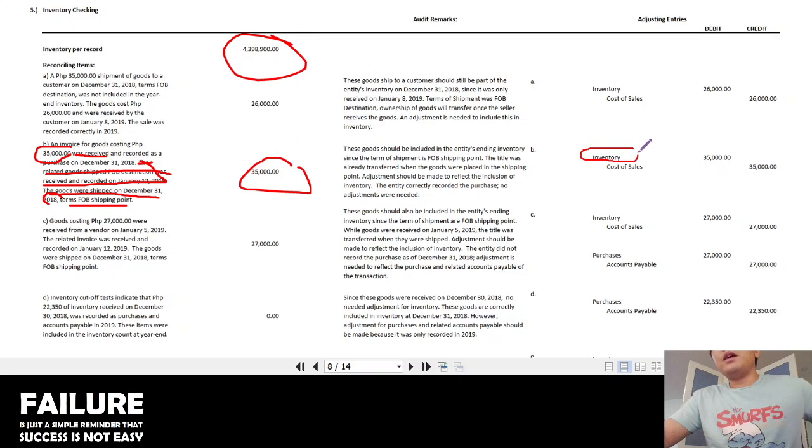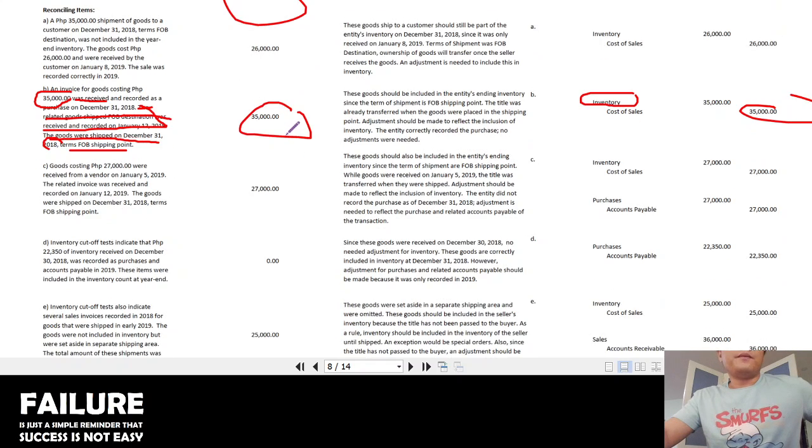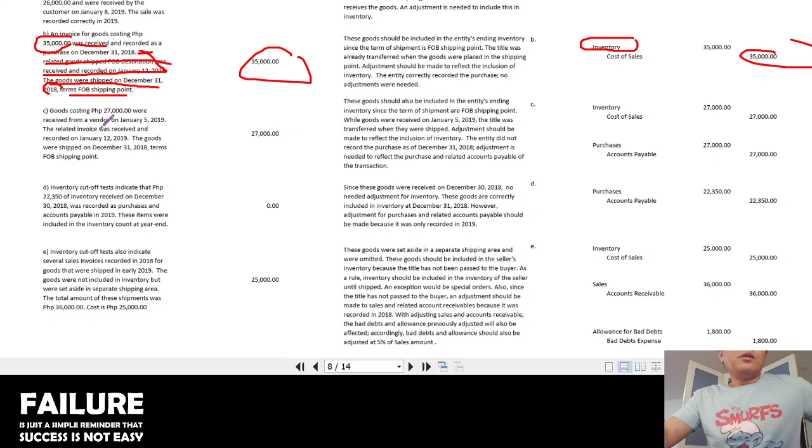The entry to recognize the addition is debit inventory, credit cost of sale. Okay? Debit inventory, credit cost of sale. Next. Goods costing 27,000 were received from a vendor on January 5, 2019. The related invoice was received and recorded on January 2, 2019. So, bumili na naman tayo. Okay? The goods were shipped on December 31, 2018 and terms was FOB shipping point.